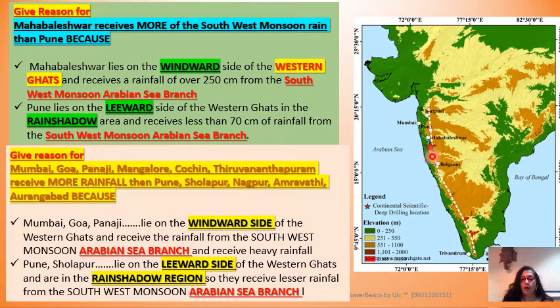Mumbai, Goa, Panjim, Bangalore, they all lie on the windward side of the Western Ghats and receive rainfall from the southwest monsoon Arabian Sea branch. They receive very heavy rainfall. Pune, Sholapur, they are all on this side. They lie on the leeward side of the Western Ghats, so in the rain shadow region, and they receive lesser rainfall from what? From the southwest monsoon Arabian Sea branch.